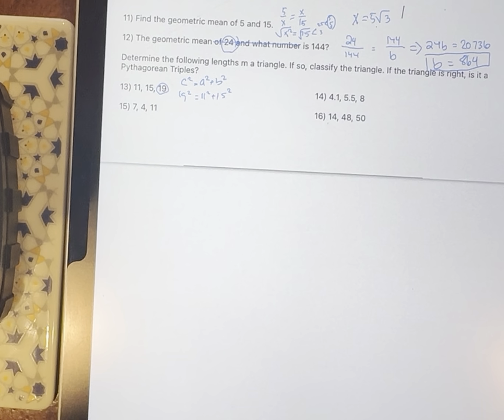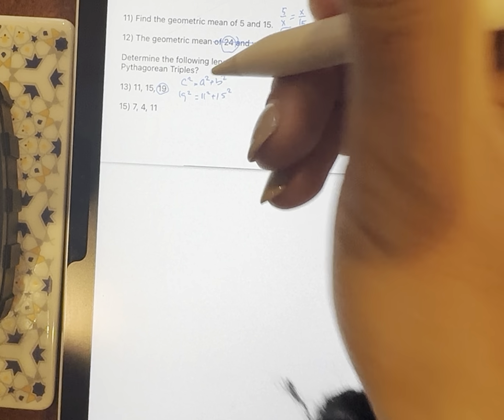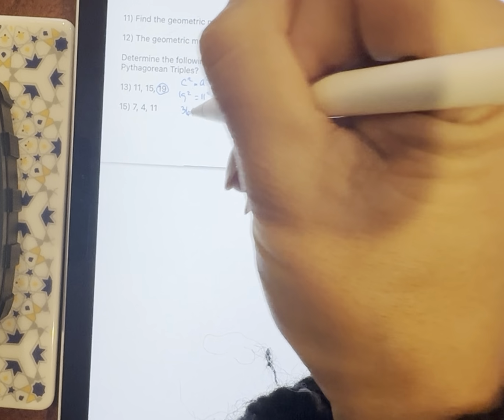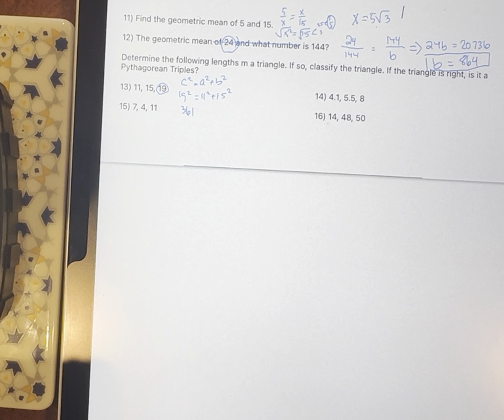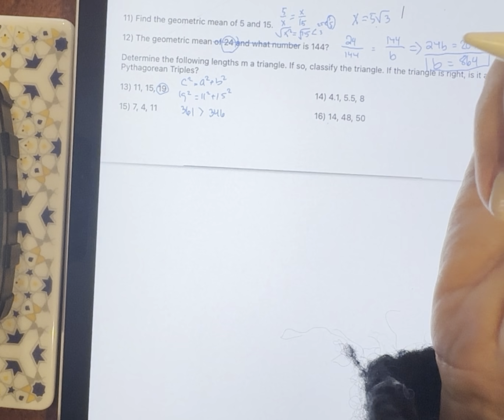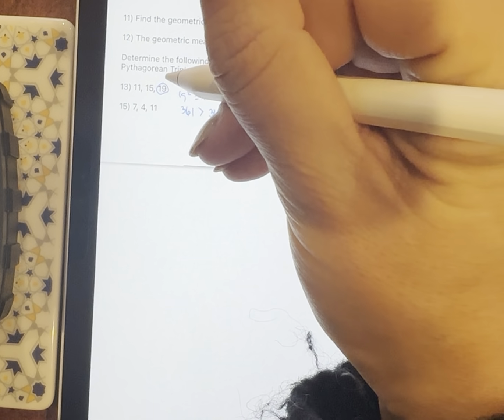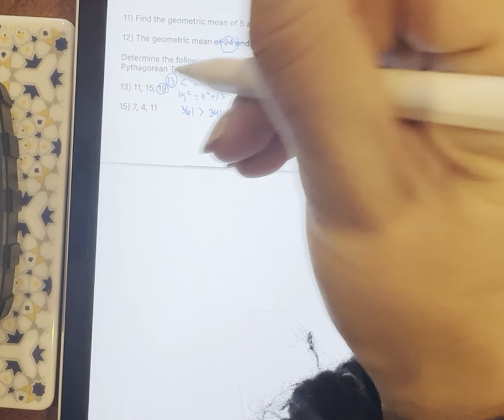And then I get, here we go. 19 squared is 361. And then 11 squared plus 15 squared is 346. And so this side is greater than, which makes number 13 obtuse.